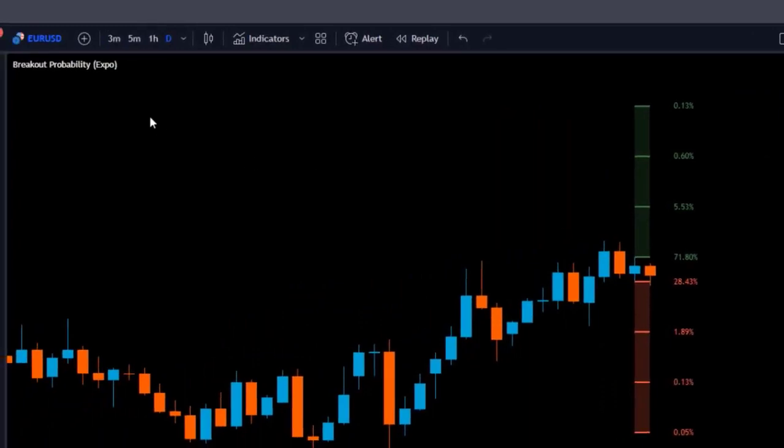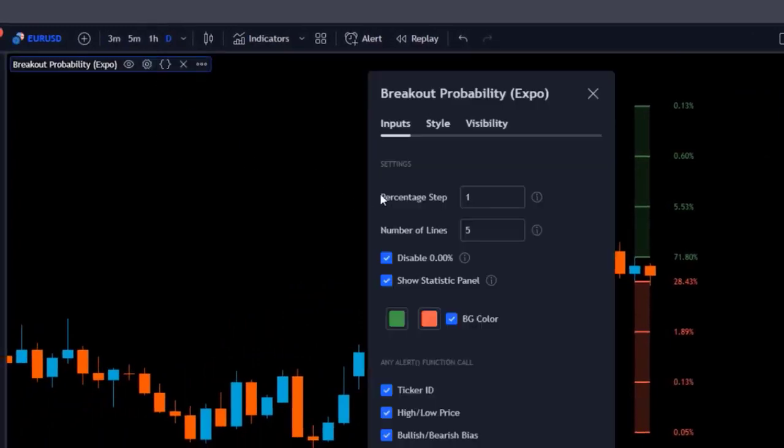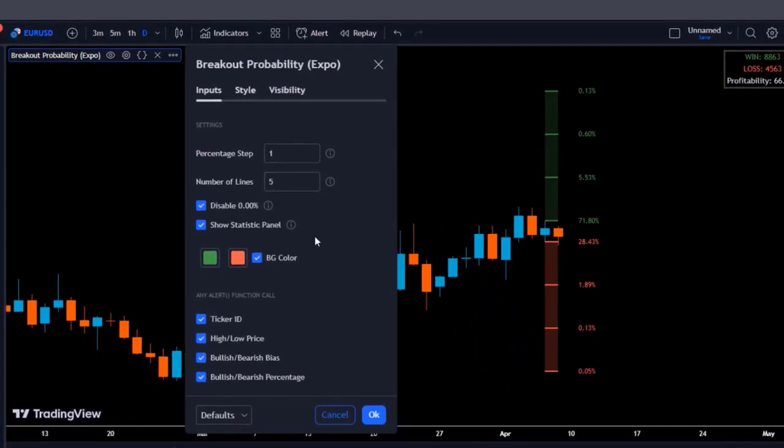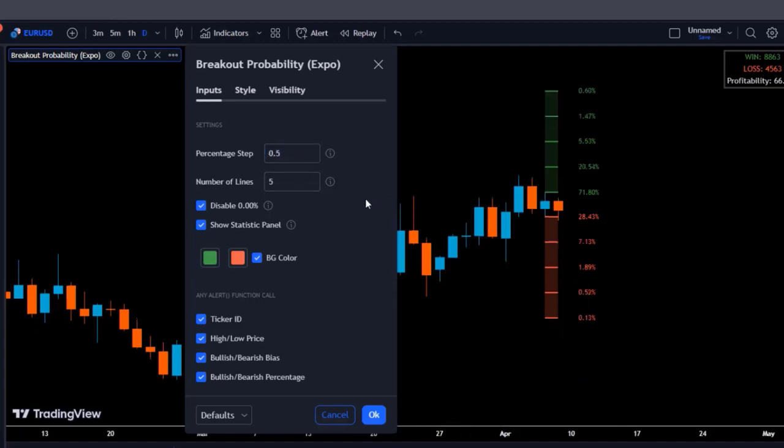If we head over to the indicator settings and click on the Inputs tab, we will see the following. Firstly, there is a percentage step setting. This setting allows us to change the percentage between the lines. Simply said, you can make the lines closer to each other or further apart. So making the step 0.5, for example, will cause closer lines to be plotted.